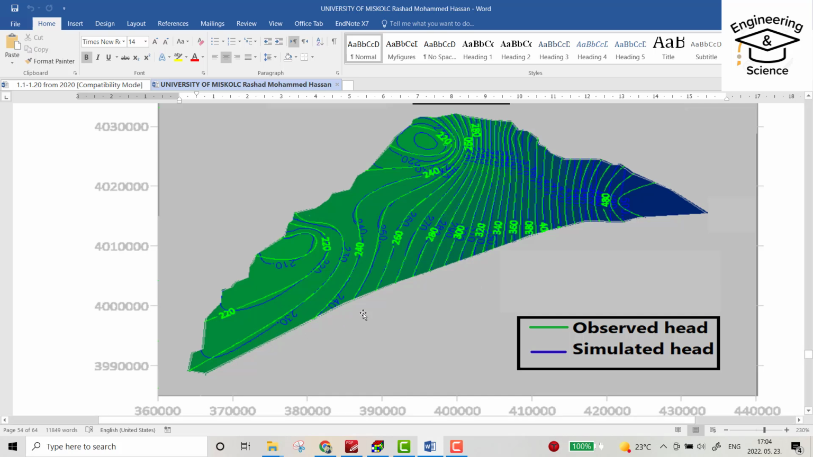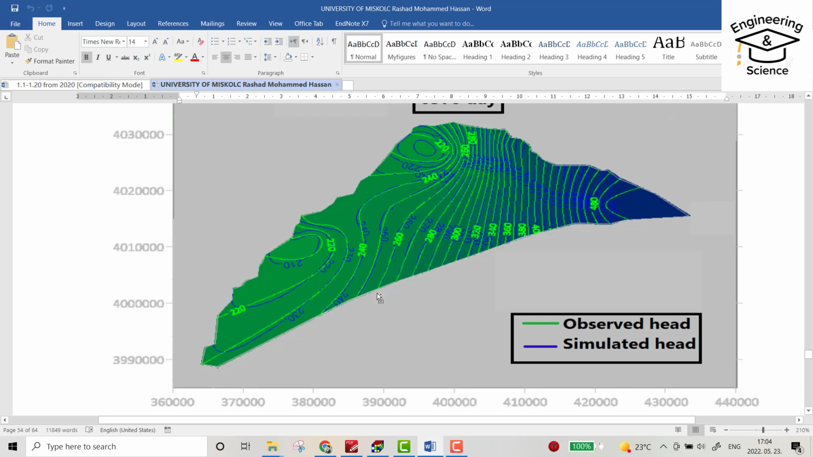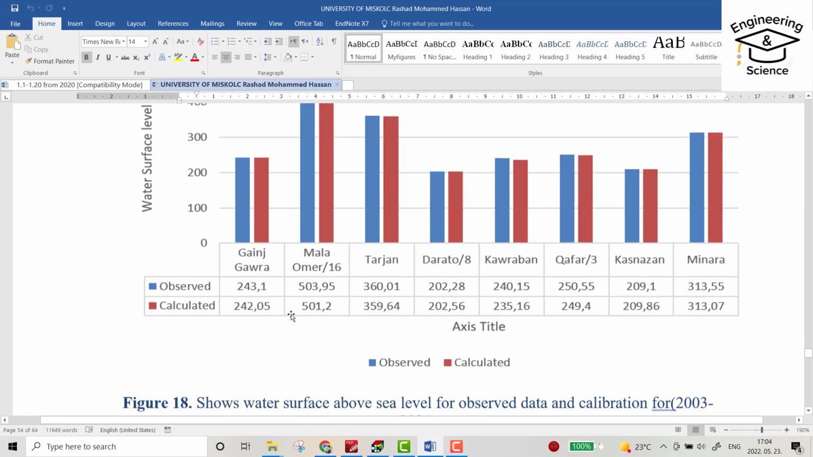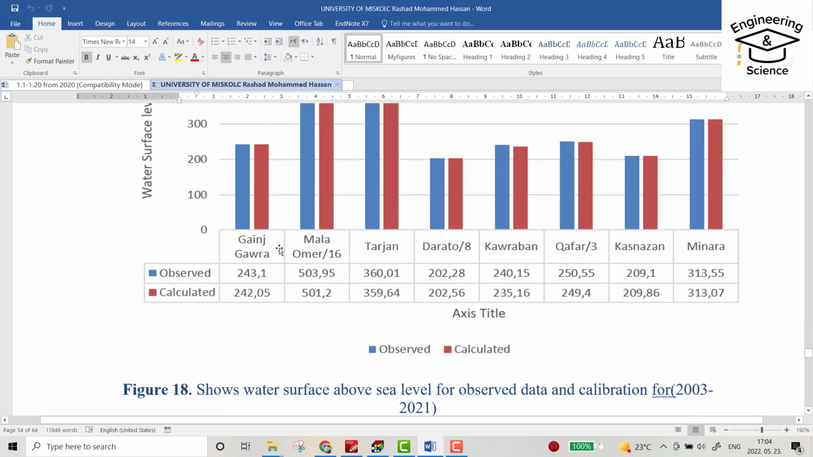I have a general head boundary here, and from this side I have a river. You have to find the conductance for the general head boundary and also for the river, and the head on the general head boundary. Okay. You see, for my data, there are several wells I have.